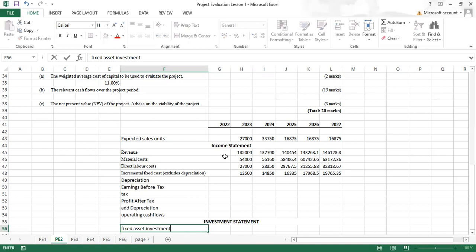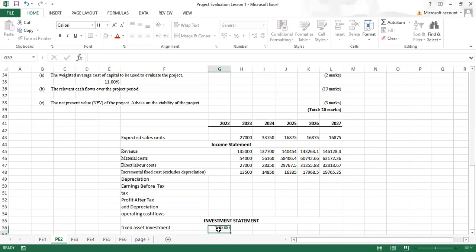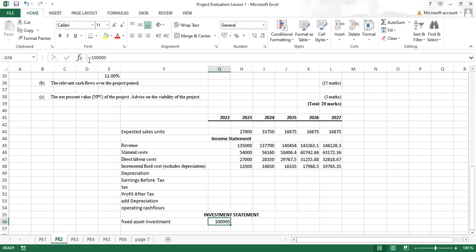So the asset is being invested in the year 2022, and it had 100 million, and we are working in thousands, so it will be 100,000. Yes, and investment is good because it's money going out. We do it in a negative format. Then we come to working capital investment.